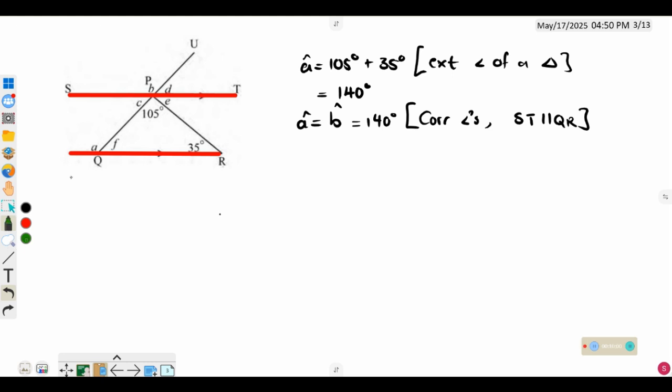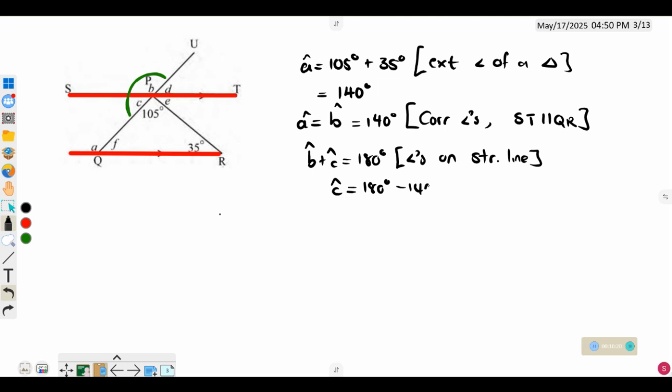Now we can find C because look at that straight line right there. There's two angles on that straight line, B and C. And in fact, angle B plus angle C should give us 180 degrees, which is angles on a straight line. So it's angles on a straight line like that. So this will give us that angle C should be equal to 180 degrees minus angle B, which is 140 degrees, and that's none other than 40 degrees. So we do have C.